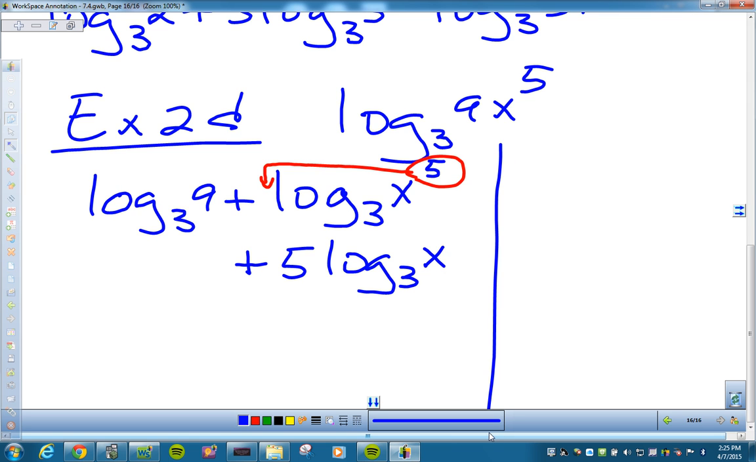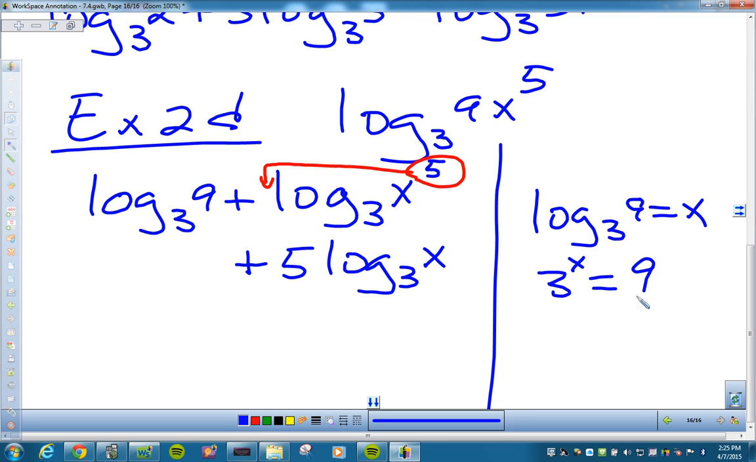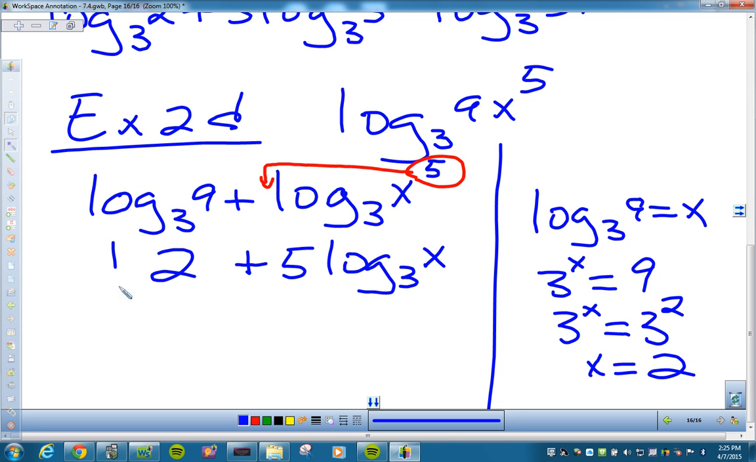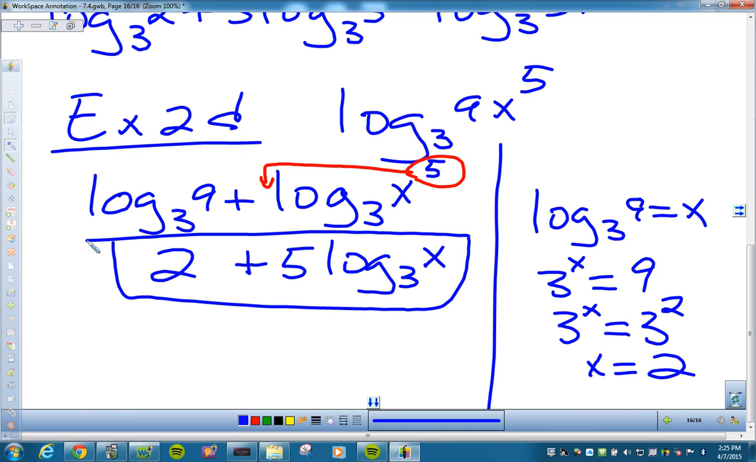And I'm going to show you over on the side why log base 3 of 9 equals 2. We can set it equal to x. Rewrite this exponentially: 3 to the x equals 9. Hopefully you know 3 squared equals 9. You could also write it like this. Then when you have the same base, you can make x equal 2. So this is just 2. And then you're done. You have to do that in your class, otherwise you lose points.